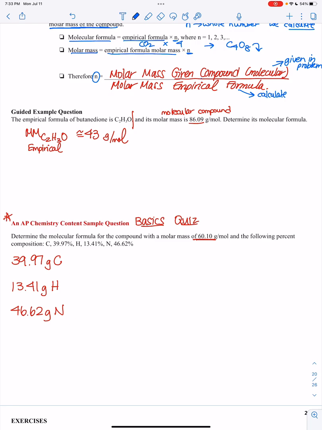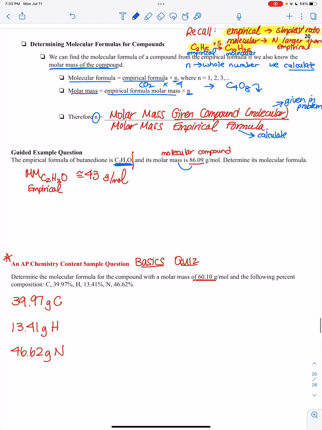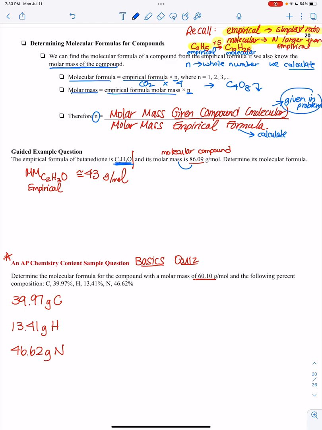The empirical formula of butadiene is C2H3O, right? 2 to 3 to 1 is the simplest ratio. And its molar mass is 86.09. This does not have a molar mass of 86.09. The molar mass of the molecular compound is 86.09. This is what I mean by the given in the problem. The molar mass of the molecular is 86.09. Determine its molecular formula.